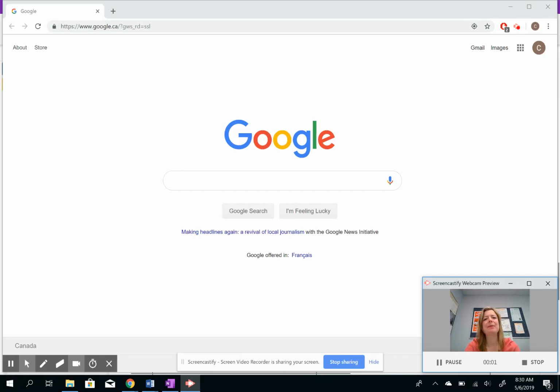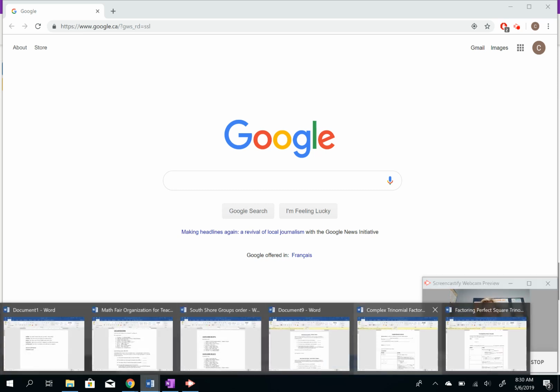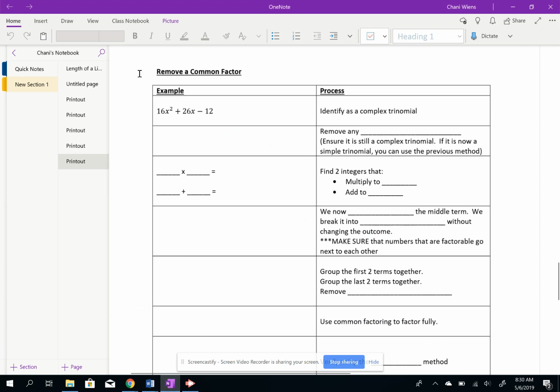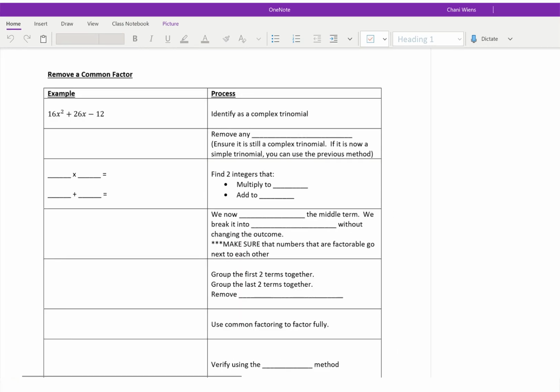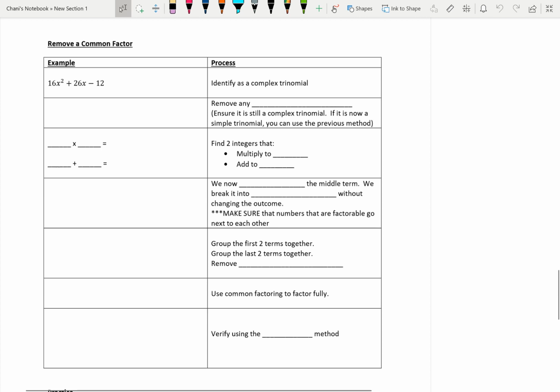Hello, everybody. Today we are continuing complex trinomial factoring. So go back to the same note as before, but we're going to go to the part where it says remove a common factor and do those examples first.